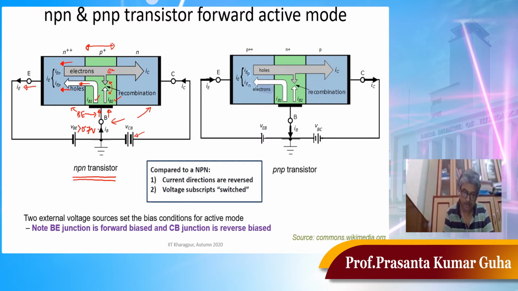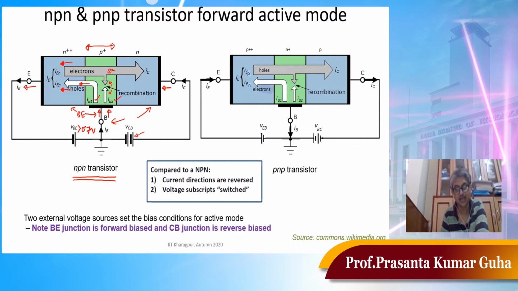You need to replenish those holes from the power supply. What about the collector current? As electrons manage to come to the collector, there will be collector current, and the direction of the current is obviously opposite to the motion of the electron, which is this. So you see, collector current plus base current give rise to emitter current, because base current is entering, collector current is entering the device, whereas emitter current is leaving the device.